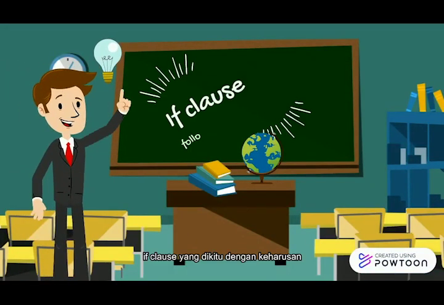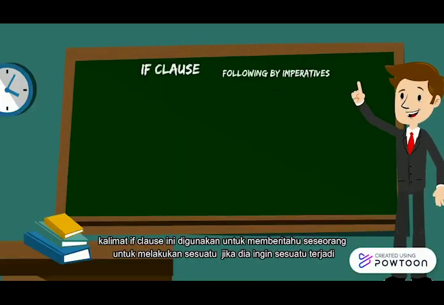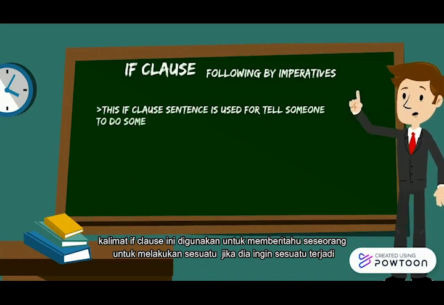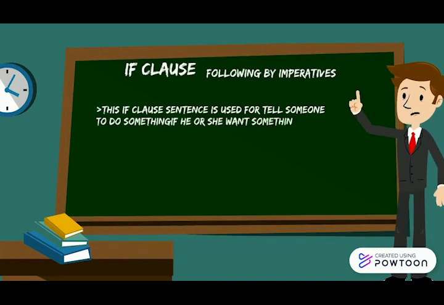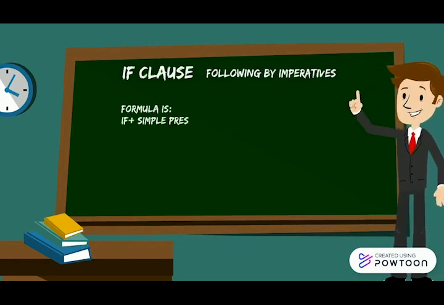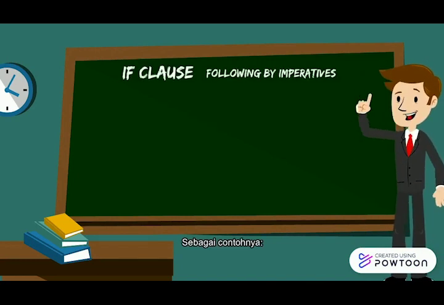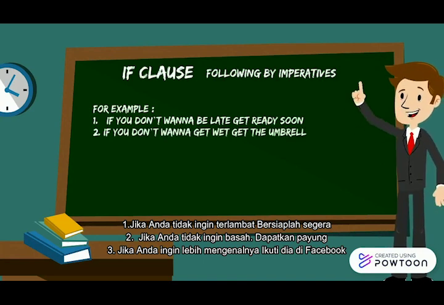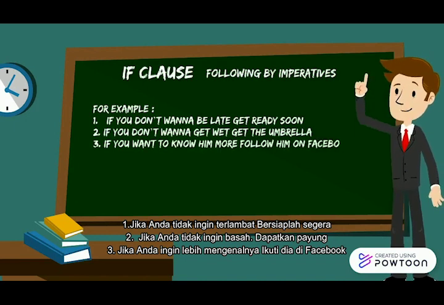The second is if clause followed by imperative. This if clause sentence is used to tell someone to do something if he or she wants something to happen. The formula is if plus simple present, then verb 1 plus object. For example, 1. If you don't wanna be late, get ready soon. 2. If you don't wanna get wet, get the umbrella. 3. If you want to know him more, follow him on Facebook.